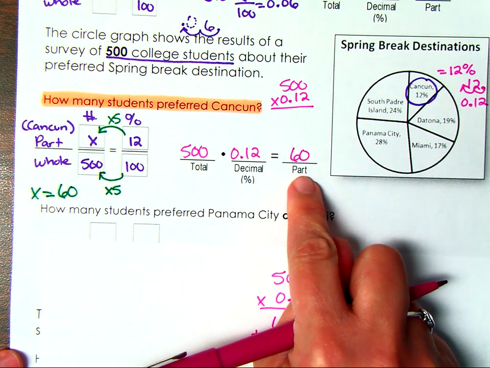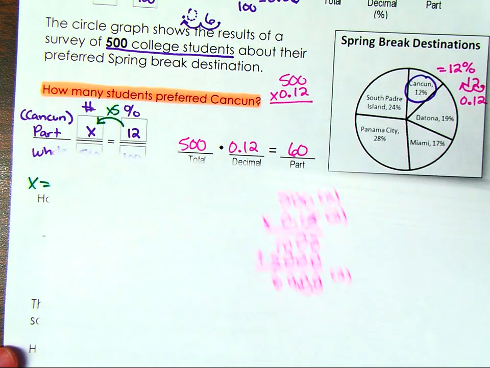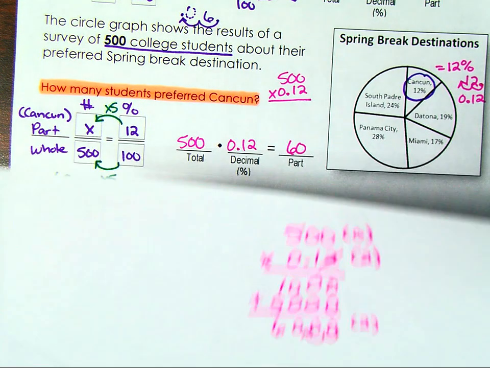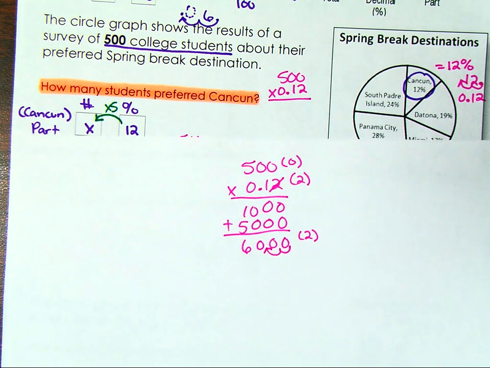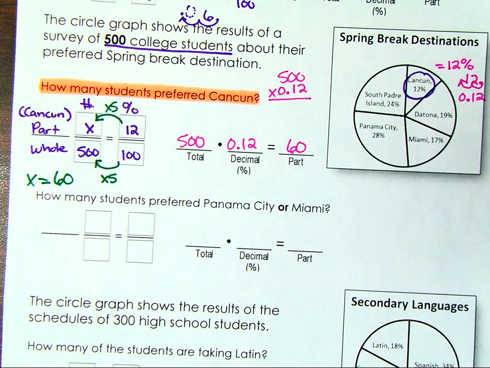So that 60 is the part that we also got over here. Okay, so remember, you have to remember how to multiply with decimals. We multiply with decimals, we pretend the decimal's not there, line up the digits, and move the decimal at the end of our problem. So either way, we did get the same answer. But what does that 60 represent?